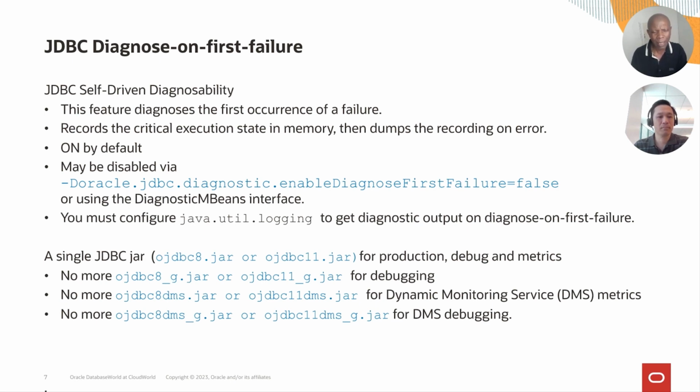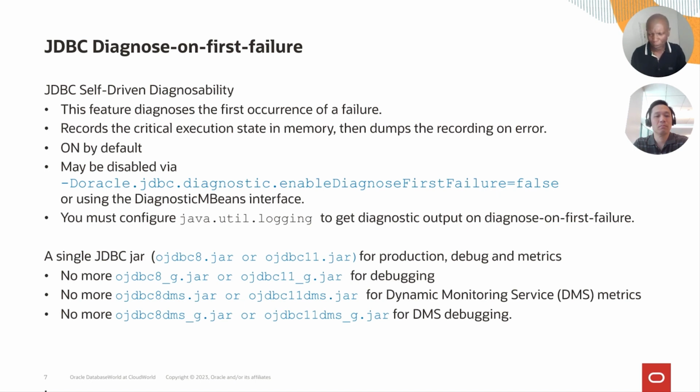To support that, we've also made changes to the behavior of our JDBC drivers. In the past, we had four categories or sets of drivers. We had what we called the production drivers, for example ojdbc8.jar for JDK 8 compatible, or ojdbc11.jar for JDK 11 or compatible. This was used only for production. For debug, you had to use ojdbc8_g.jar or ojdbc11_g.jar.